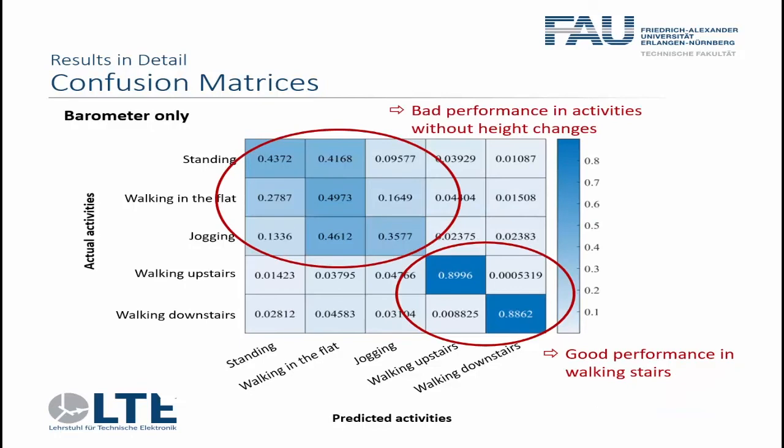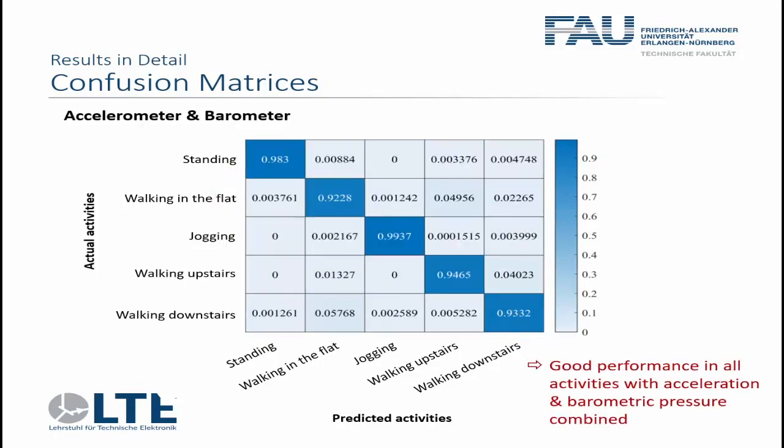The barometer is very good to detect height changes, so it works quite well for detecting walking upstairs and walking downstairs. But anything that doesn't involve any height changes, well, it's quite confused. And now if we put those two together, the accelerometer and the barometer, we get quite good performance that is comparable to the results of the full sensor set.